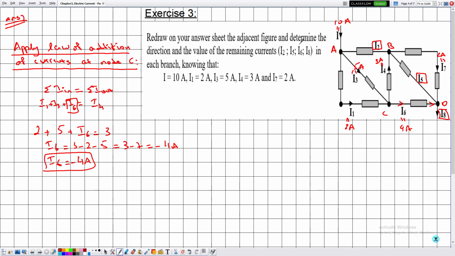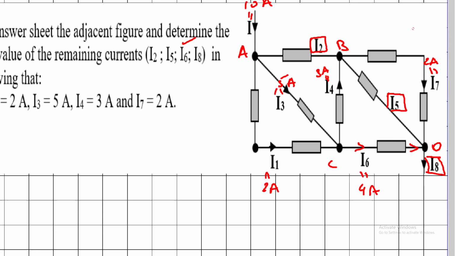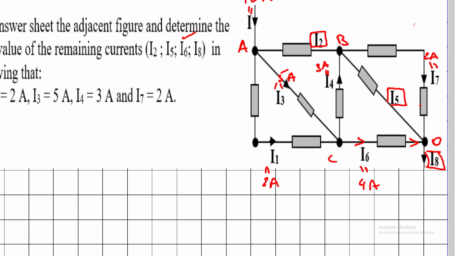Then we are done with the current I6. Now let's move to the currents I2, I5, and I8. Okay, now we can determine the current I2 either from applying the law of addition of currents at the node A or at the node B. Notice that at the node B we have two unknowns. They are given by I2 and I5. So we'll apply the law of addition of currents at the node A in order to determine I2.